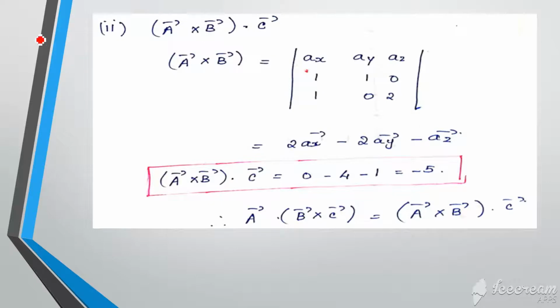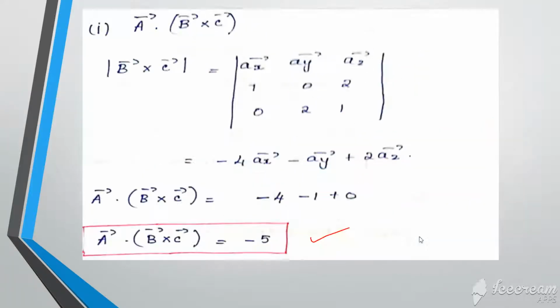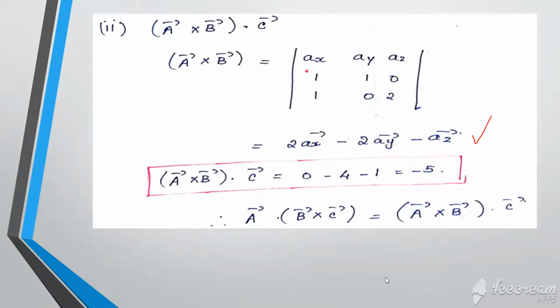In the second part, we need to find a vector cross b vector dot c. First we need to find a vector cross b vector. The answer is 2ax minus ay minus az. Then this answer is dot product with c vector. So the answer is minus 5. From the above result and this one, we conclude that a vector dot b cross c is equal to a cross b dot c. Both are equal.